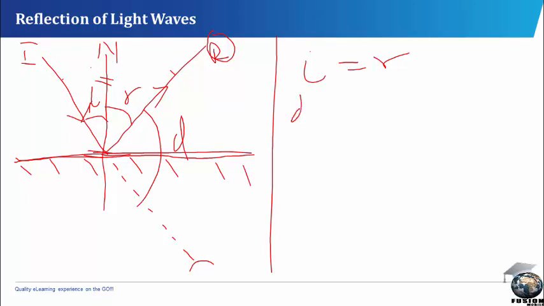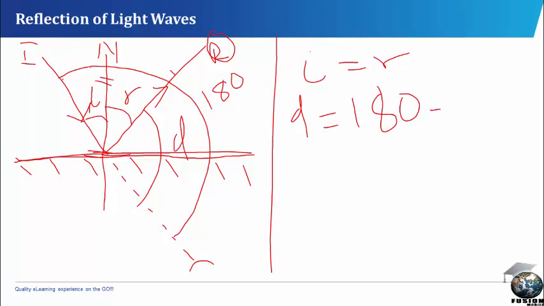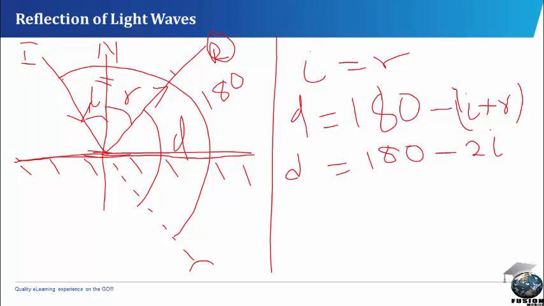And linear deviation d is equal to, looking at this from here to here, is a straight line, and we know that angle on a straight line is 180 degrees. So d will be equal to 180 minus bracket i plus r. That's the equation. But since i is equal to r, that means that d is equal to 180 minus 2i, or d equals 180 minus 2r. Take note of these equations. They will be of wonderful help to you soon.